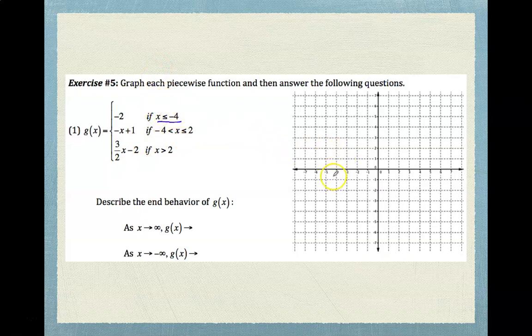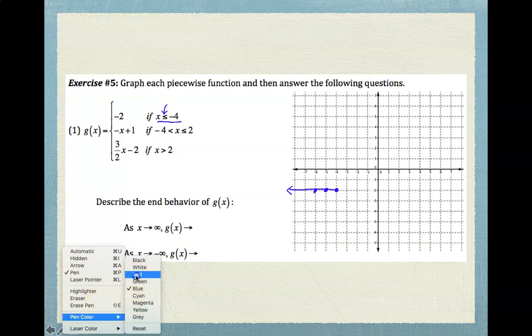So we know that this first part is true when x is less than or equal to -4. So at -4, the y value, the function value, will be -2. And I'm going to make that a closed circle at -2 because of this symbol right here that says less than or equal to. Okay? And then anytime x is less than -4, so when x is -5, the function value will be -2. When x is -6, the function value will be -2, and so on and so forth. So less than -4, you have a function that looks like this. Okay, let me see if I can change my pen color here.